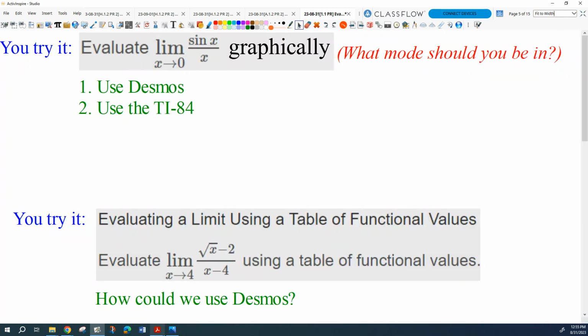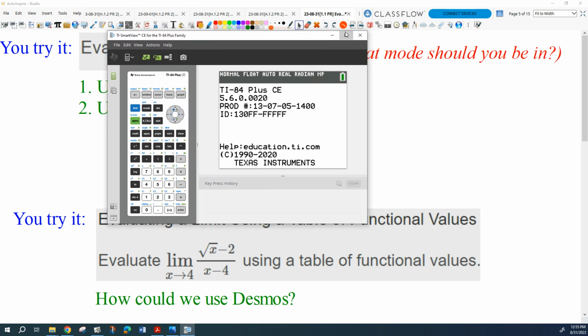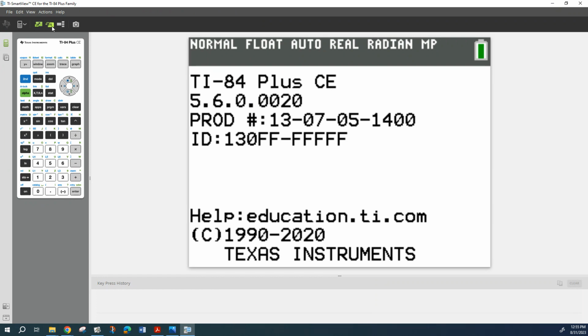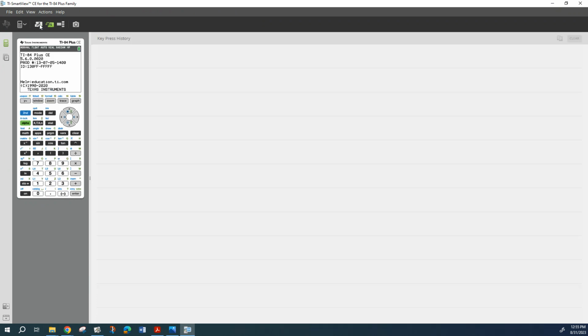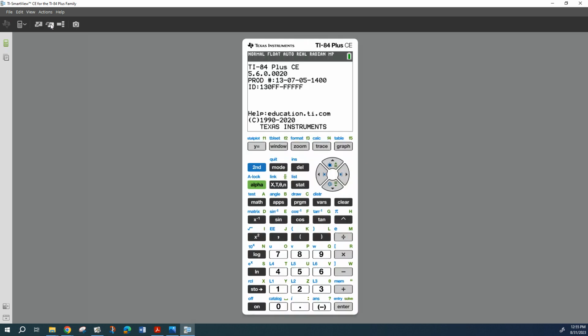Okay, how could we do this? Well, I've got my emulator here somewhere. I think I got that installed. There it is. Okay, we can do almost the same thing, and I'll be really quick with this. I want to get going, but I do want to make sure you're comfortable with technology here. Let's see. I want to just do.